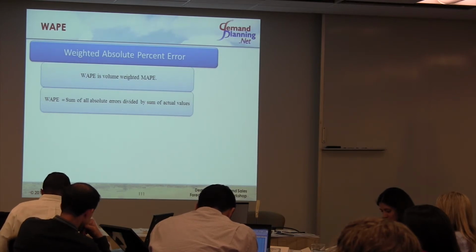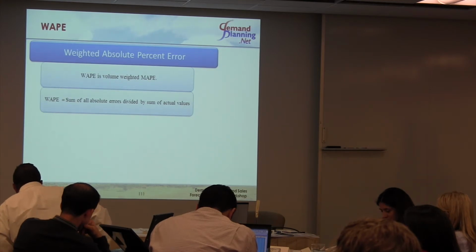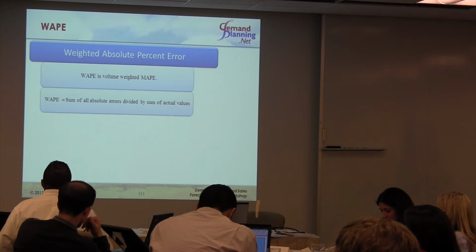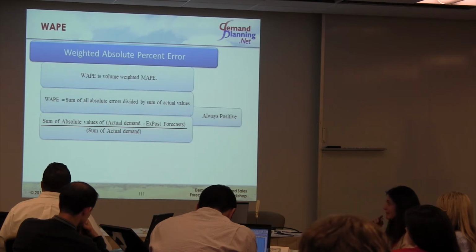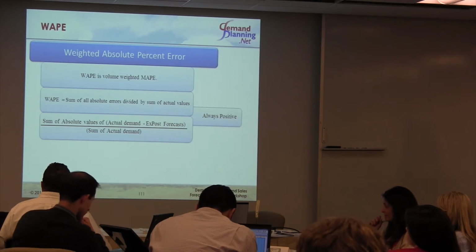Basically, a very elegant way to calculate it is to sum all the absolute errors over time divided by the sum of actual values. The algebra really is to say I'm just taking the average error over the period divided by the average monthly demand. It's the same.